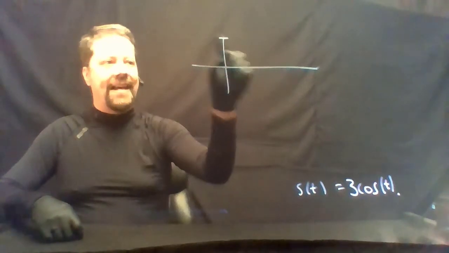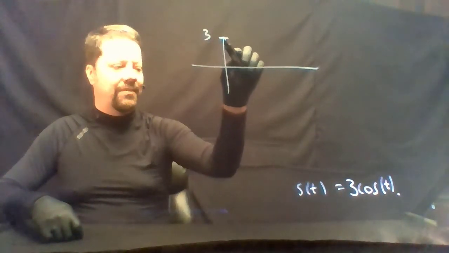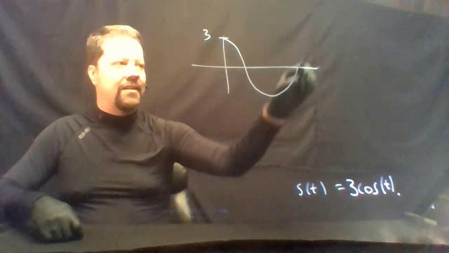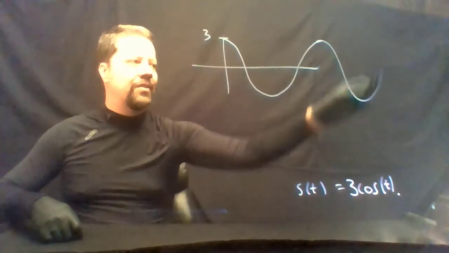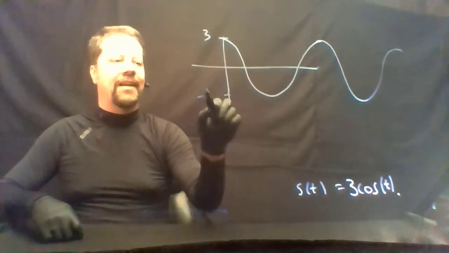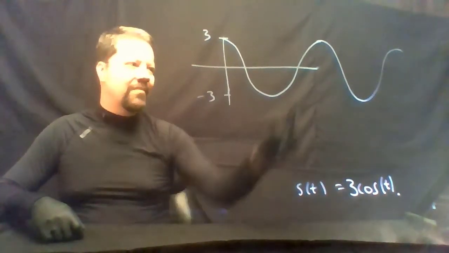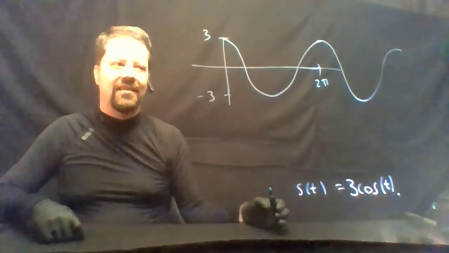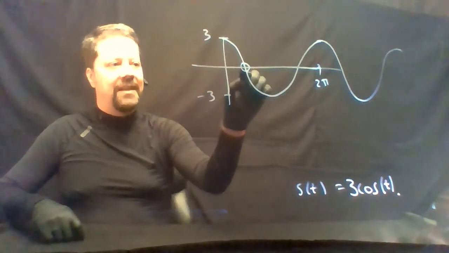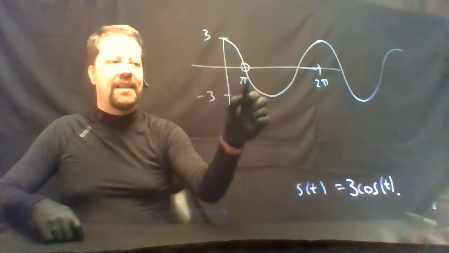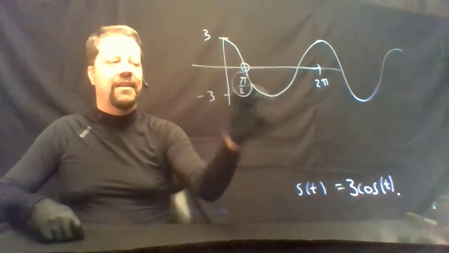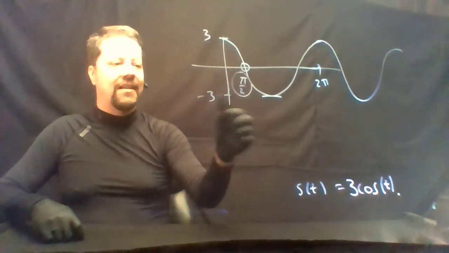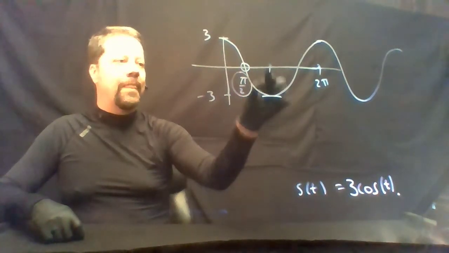What does the displacement function look like? Well, we have a maximum displacement at t equals 0. Then it drops down and then back up and repeats over and over again, bottoming out at minus 3, completing a cycle in 2 pi units of time. It crosses the midline first at t equals pi over 2, and it bottoms out at a height of negative 3 at t equals pi.